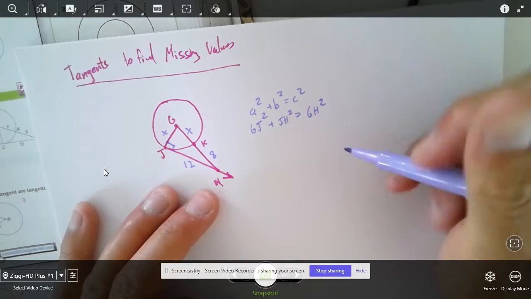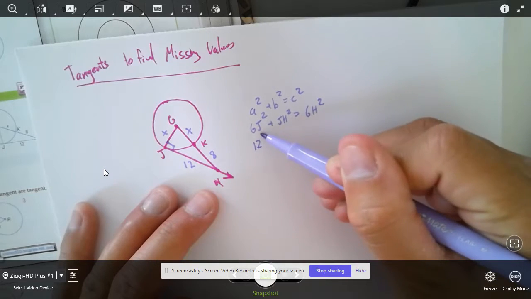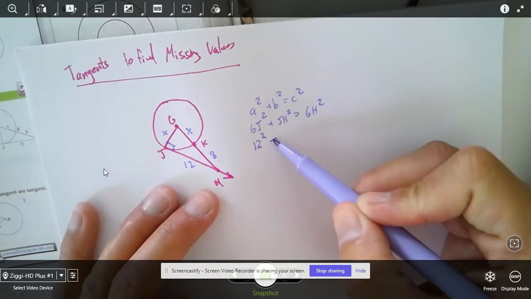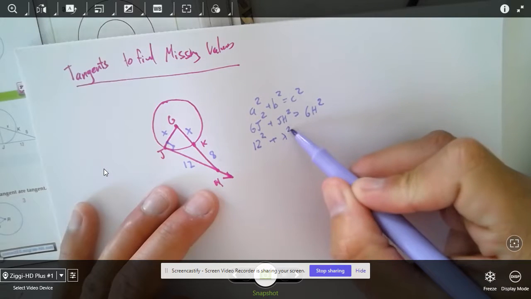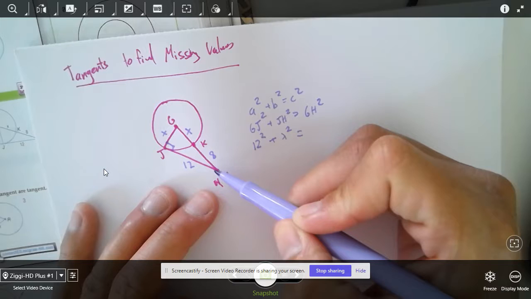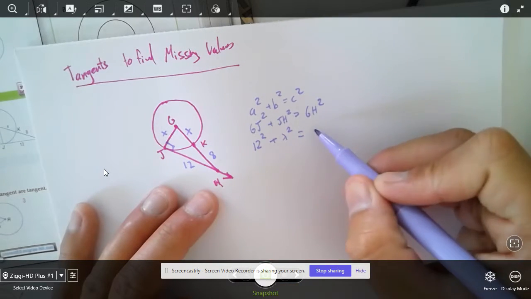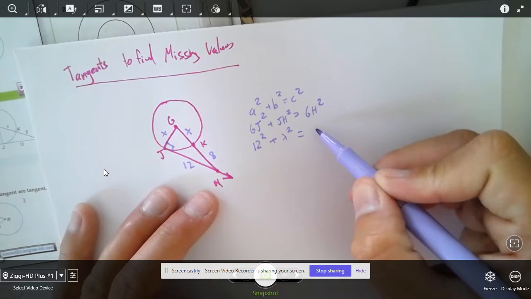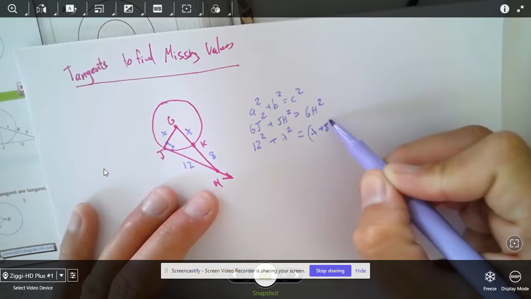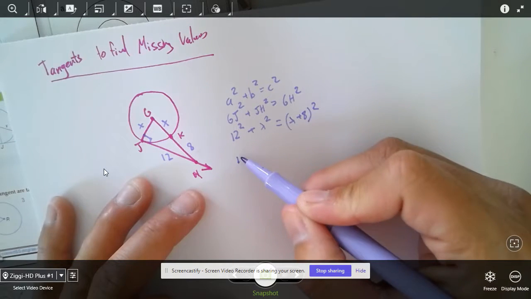The problem is JH is 12 squared. That's not the problem, but GJ is x squared. Here's the problem. K is x, and KH is 8. X plus 8 is the whole thing of GH. X plus 8. This looks really scary. But just do the math straightforward, and it'll actually work out pretty nice.